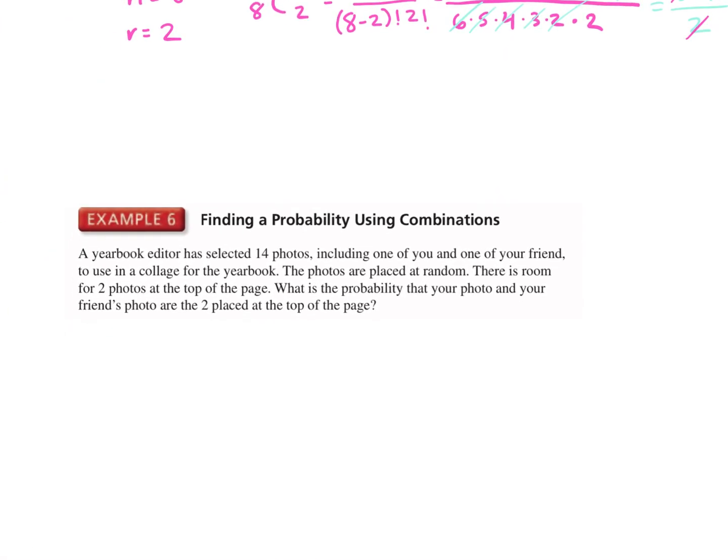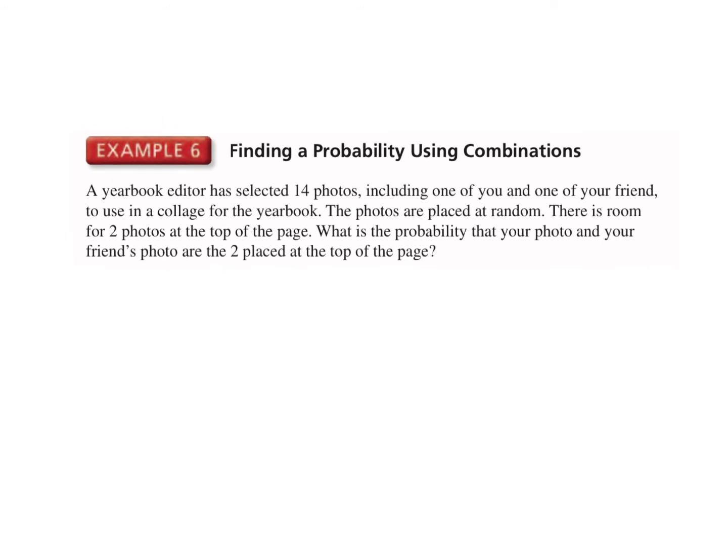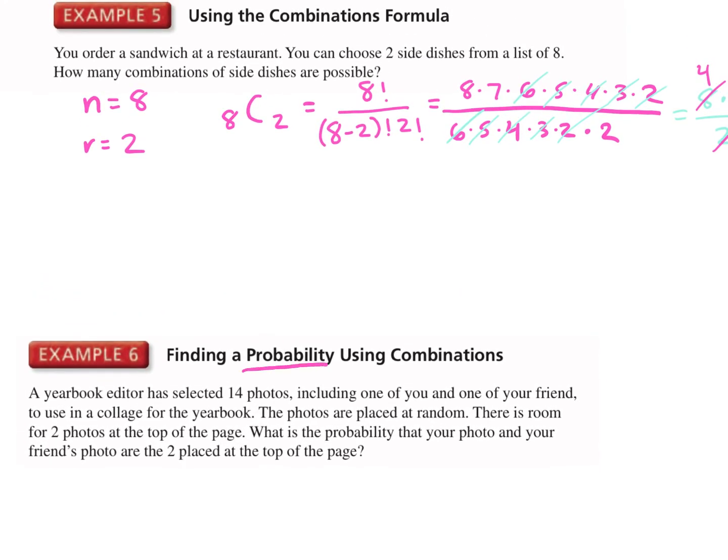All right. Number 6, we're finding a probability using combinations. We're doing the same exact thing, but probability is like a fraction, like we did in the last section. The only difference between example 6 and example 5 is that when it asks for probability, it's always going to be 1 over the number of possible ways.